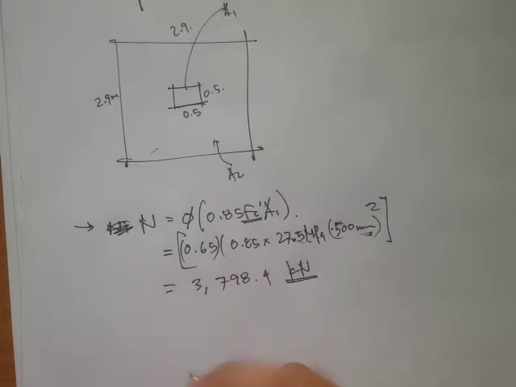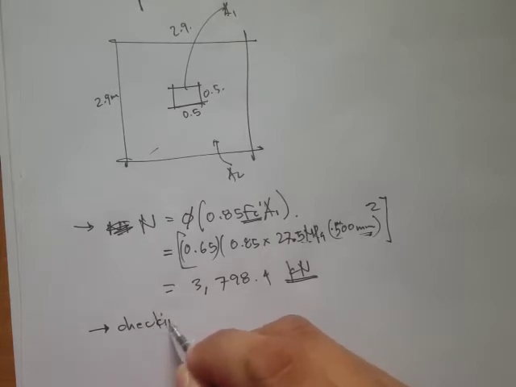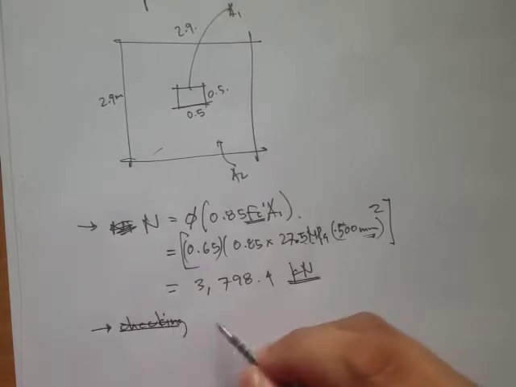But we are also allowed to multiply that by a factor. So we have to check. Let's say, checking now, or solving for the factor.